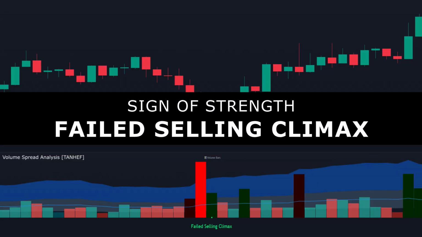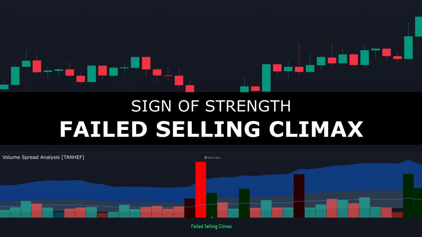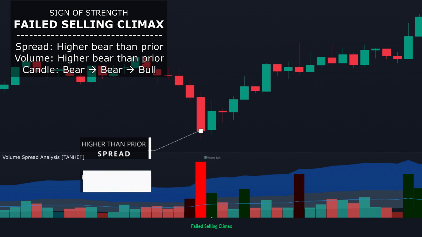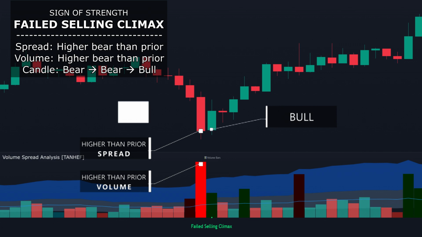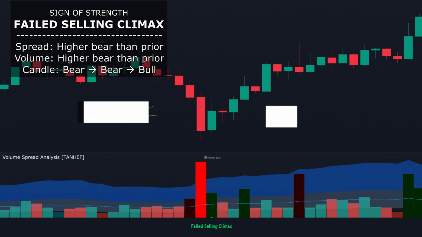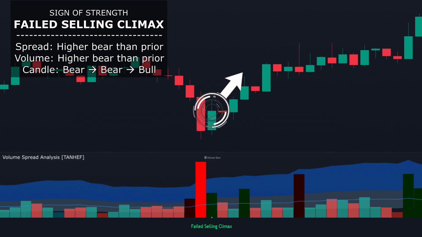Sign of strength, failed selling climax. The failed selling climax requires a higher bear than prior bar spread, a higher bear than prior bar volume, where a bull bar occurs after two bearish candles. The high volume during a bearish move followed by a bullish reversal indicates that selling pressure has been absorbed by stronger buying support, suggesting an upward reversal.